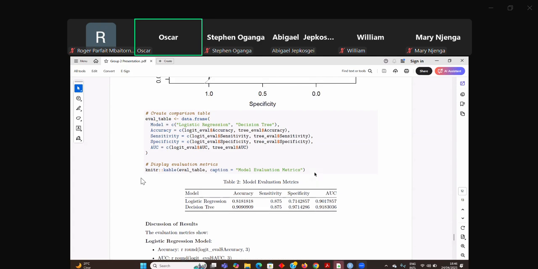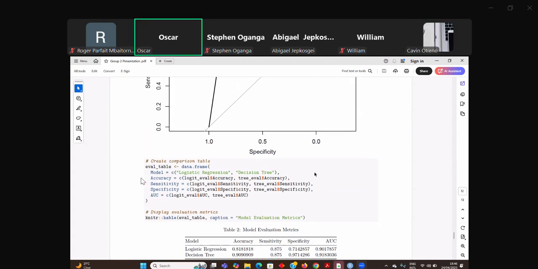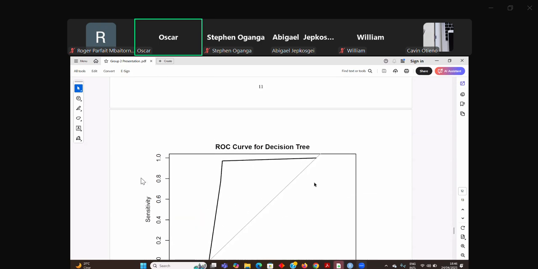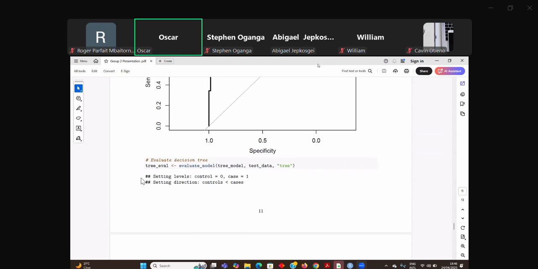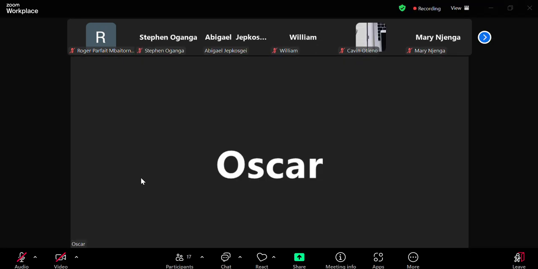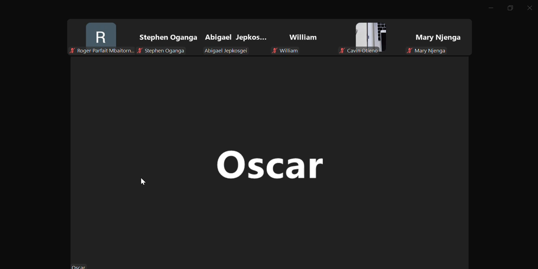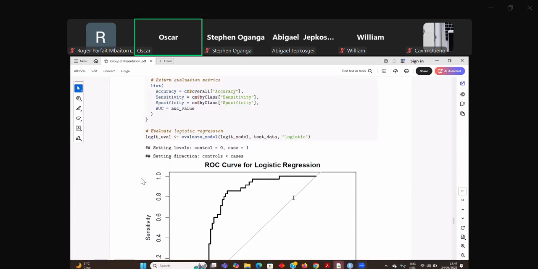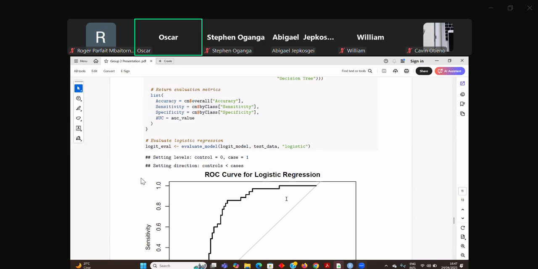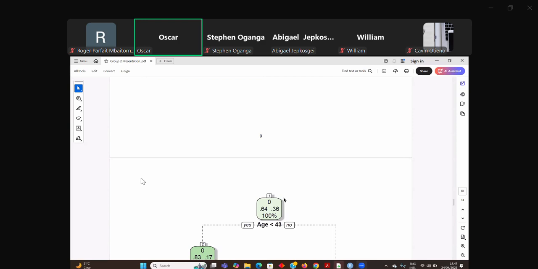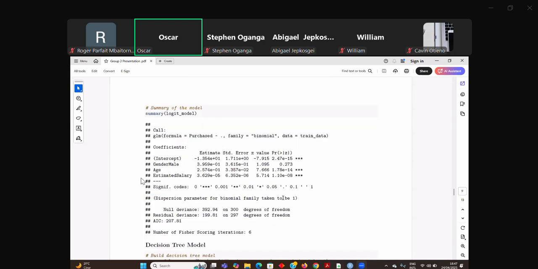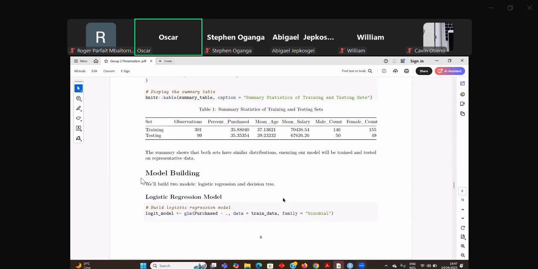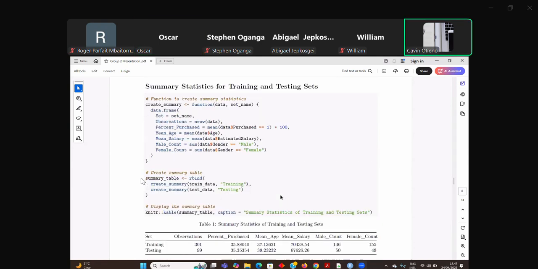So my question was, which part in your code, if you are to change it from a 75-25 split to an 80-20 split, what line of code are you supposed to intervene at, and what value do you need to change? Oganga, you've stopped sharing. Is my question clear?